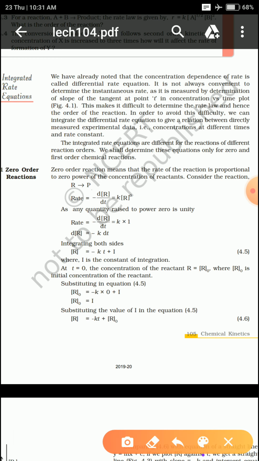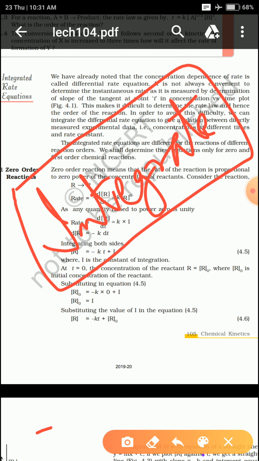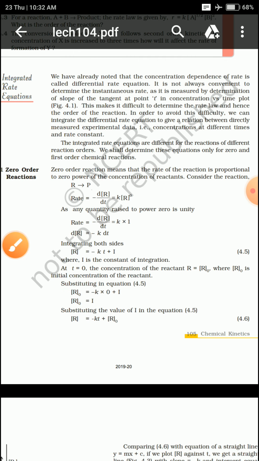we just try to integrate the reaction. I believe that you have studied the integration process, and how integration is done in your classes. The integration chapter has been started. So this integration method helps us a lot in calculating the order of the reaction and the rate of the reaction. So we will just go through it.